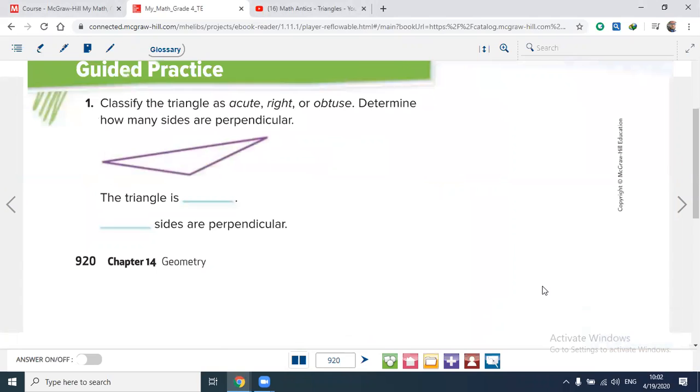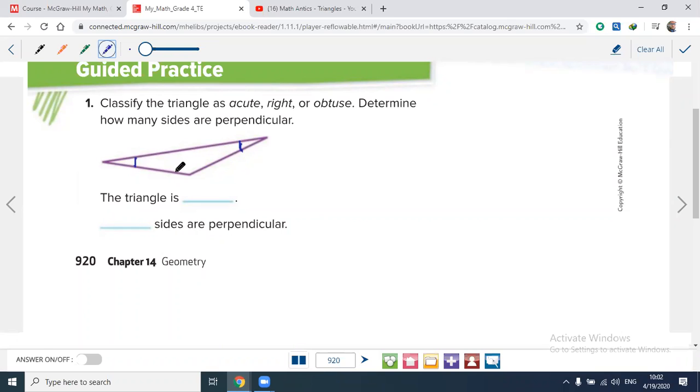I have here guided practice number 1. Classify the triangle as acute, right, or obtuse. Determine how many sides are perpendicular. For perpendicular sides, there should be a right angle. Okay, so I have here a small corner. It would be an acute angle. And the other small corner is also an acute angle. As we said before, any triangle has at least two acute angles. So I have two acute angles.